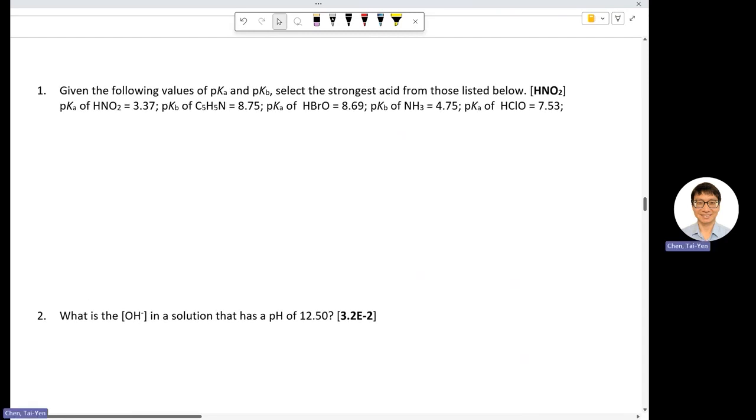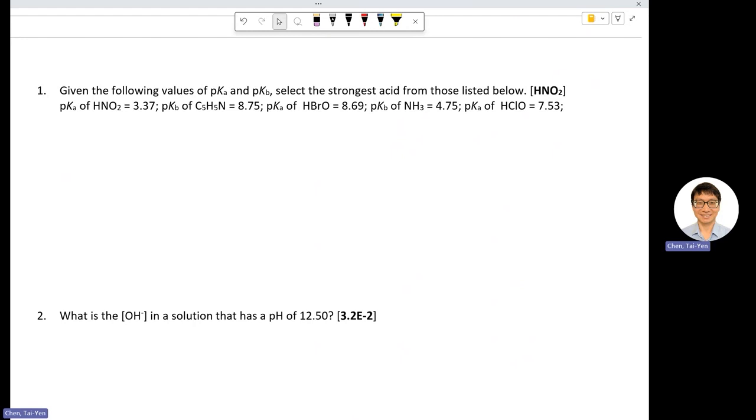Question number 1. Given the following values of pKa and pKb, select the strongest acid from the list below. If you have a large Ka, you have a stronger acid. We also say if you have a smaller pKa, you have a stronger acid. So here you're looking for the strongest acid, and it lists a lot of pKa values. So you need to select the one with the smallest pKa value.